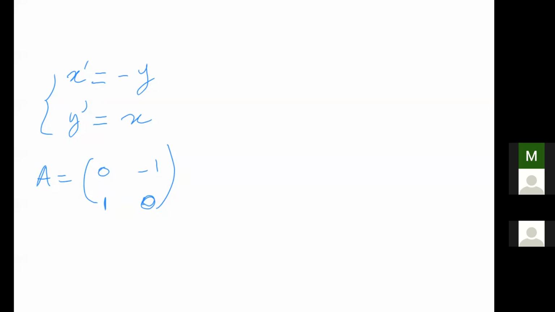so let's compute the eigenvalues. Monsieur, c'est 0, 1, moins 1, 0, non? La matrice. No, this is the matrix. 0, -1, 1, 0.